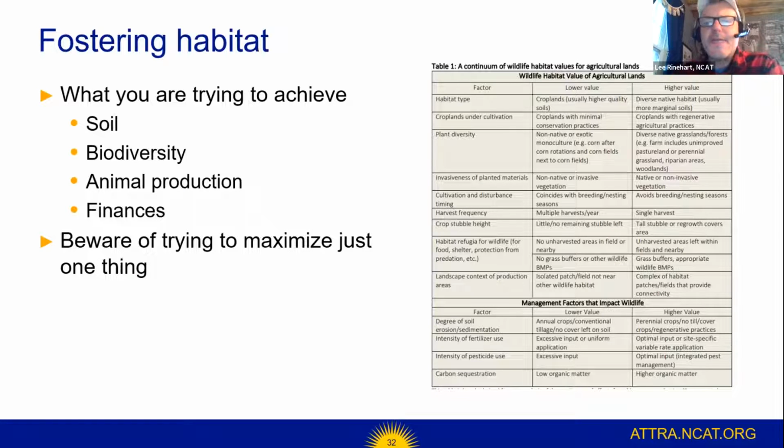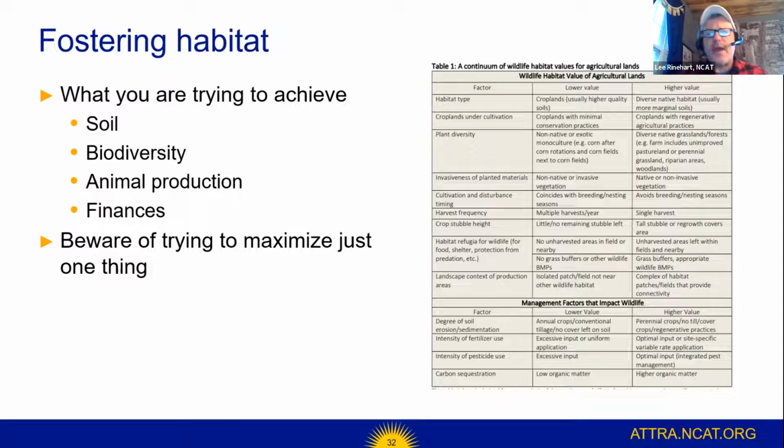Because if you look at the chart, and I put this chart in here for a reason, if you look at the section on the right under higher value, most of those elements are not only good for the soil, for biodiversity, for your finances, for animal productivity, but they're also a very high value for wildlife habitat on ag lands.